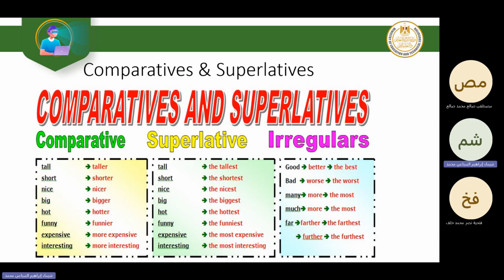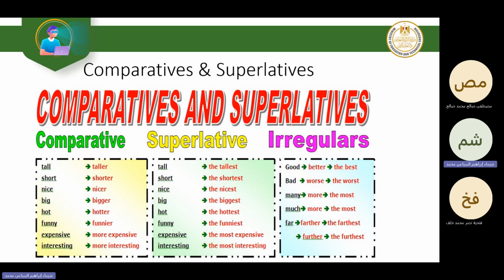What about the long adjective? Can we add est? Of course not. We can't do this. So we add the words the most. So expensive will be the most expensive. What about interesting? It will be the most interesting.